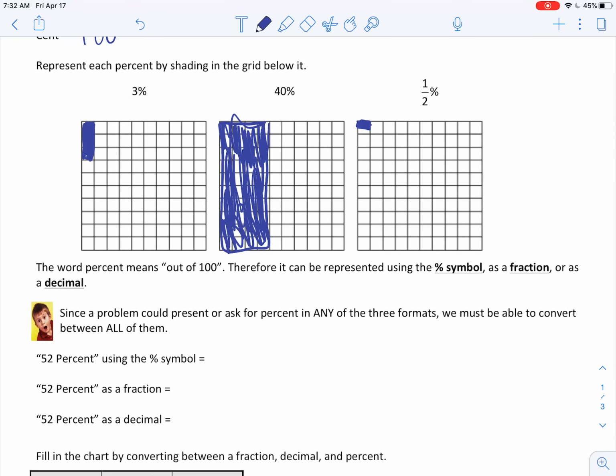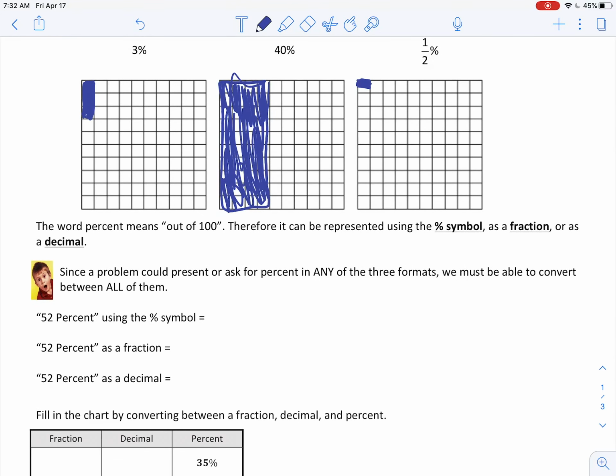Therefore, it can be represented with a percent symbol or as a fraction or as a decimal. Since a problem could present or ask for percent in any of the 3 forms, we must be able to convert between all of them. Okay, so let's take 52% and let's practice using all 3 forms. So 52% using the percent symbol, you're just going to write 52%. 52% as a fraction. Okay, remember we know percent means out of 100. So it's going to be 52 over 100.